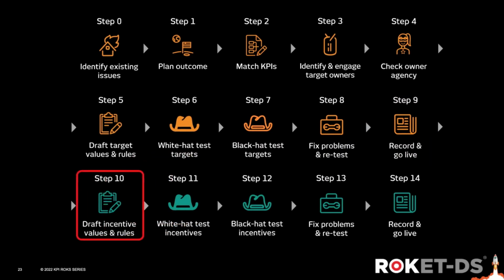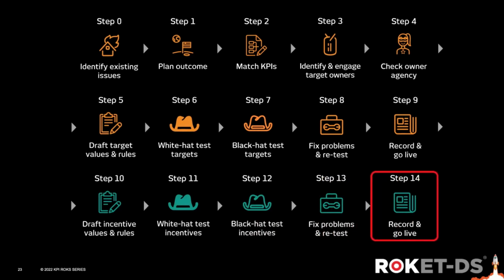Then from incentive, look again at the values, make the test again, and after you fix your problems, you finally record and go live. So if you look at the process, you're going to do the whole process, make the test twice, look at the values and rules, fix the problems twice, look at the reverse brainstorming, and think about everything. So the chances of you getting to step number 14 and things actually matching and working are higher than if you did this without all of these steps.